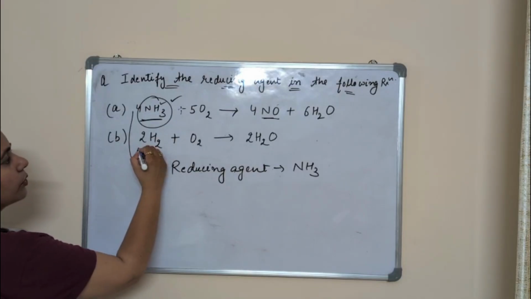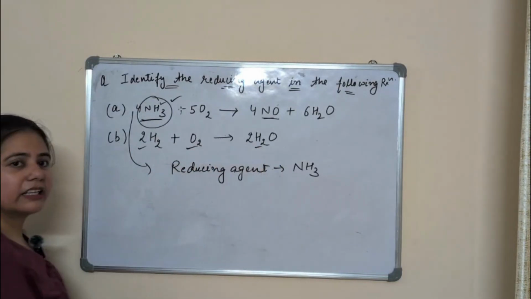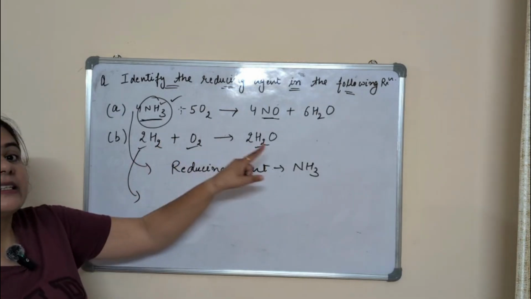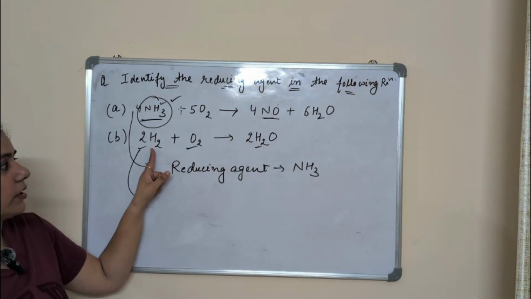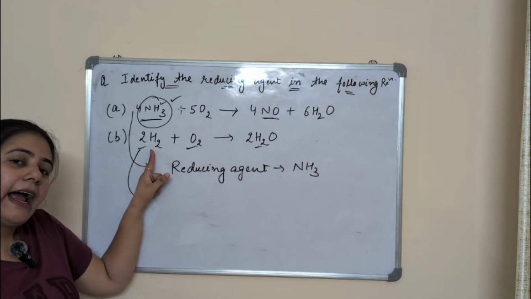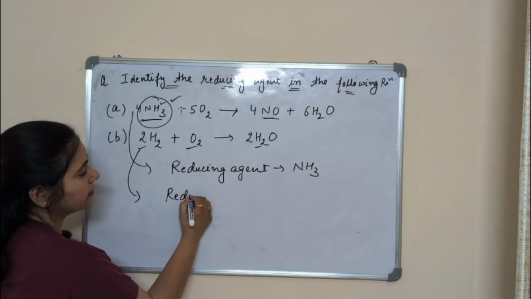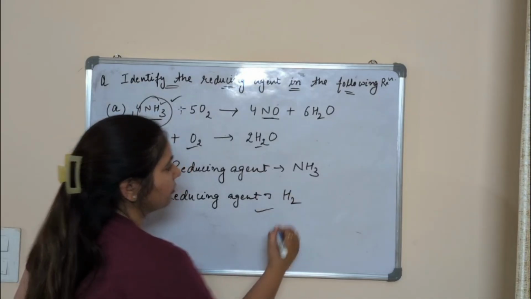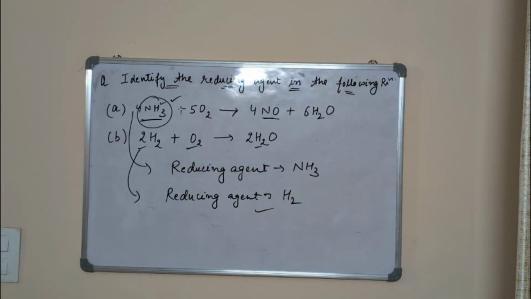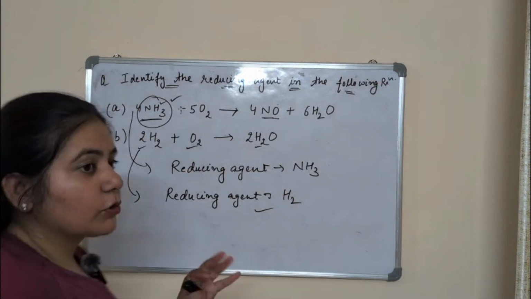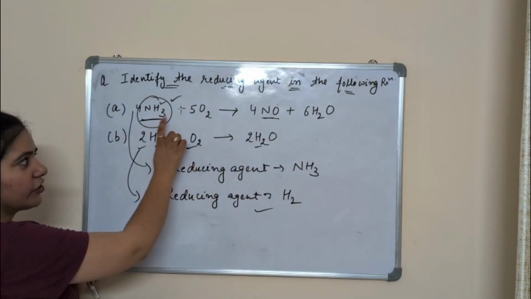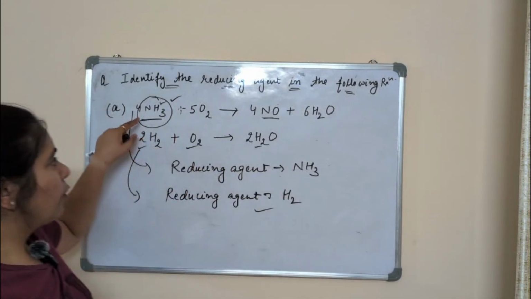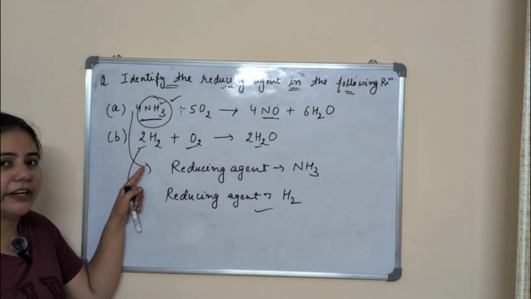Now in the second part, we have H2 plus O2, which will give H2O. In this equation again we can see that oxygen is getting attached to hydrogen. So hydrogen is undergoing oxidation, and if hydrogen is undergoing oxidation, the reducing agent here is hydrogen. So in the second case, hydrogen will act as the reducing agent. So in both cases the reducing agent is ammonia in the first case and hydrogen in the second case, because in both cases ammonia as well as hydrogen are undergoing oxidation.